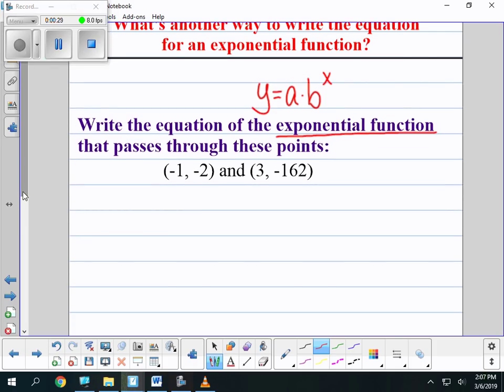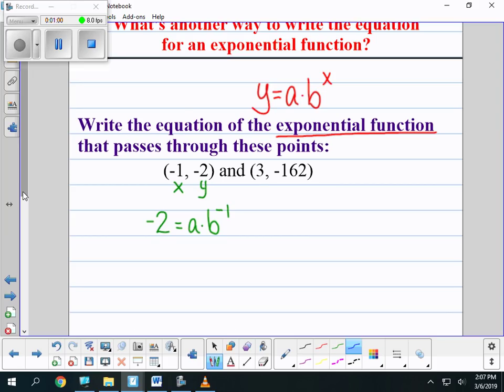We are going to create a system of equations using what we have from these 2 points. So let's start with the first one. I know that x is -1 and y is -2, so I can plug -1 in for x and -2 in for y, and I can write the equation -2 equals, I don't know what a is, so I'm going to put a, and I don't know what b is, so I'm going to put b to the negative first. So there's my first equation.